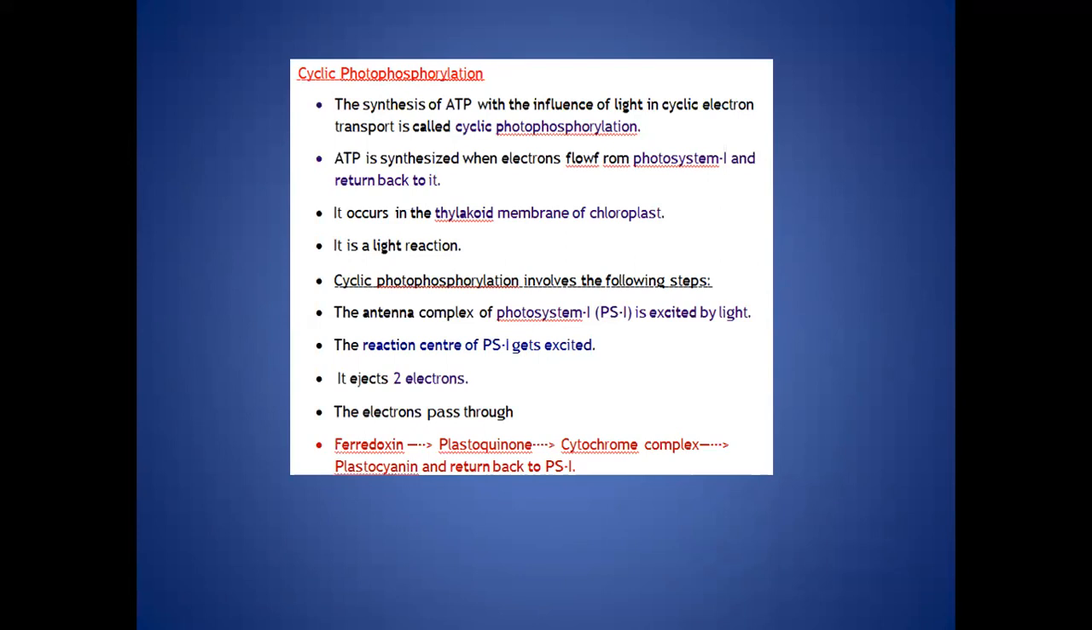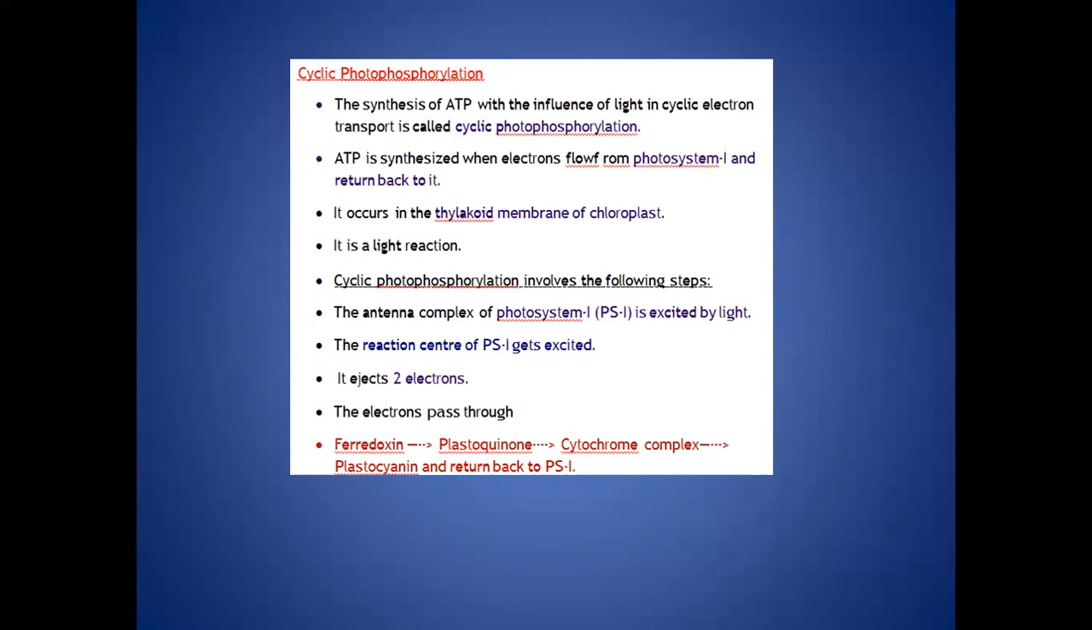Cyclic photophosphorylation involves the following steps. The antenna complex of photosystem 1. This photosystem 1 is formed by the association of a number of pigment molecules. At the center, there is a reaction center. Whenever the light is received by the reaction center, the electrons come out from it. These electrons are ejected from the center, and pass through ferredoxin, plastoquinone, cytochrome complex, plastocyanin, and return back to PS1. So where the electrons move and again reach the same center, it is called cyclic photophosphorylation.